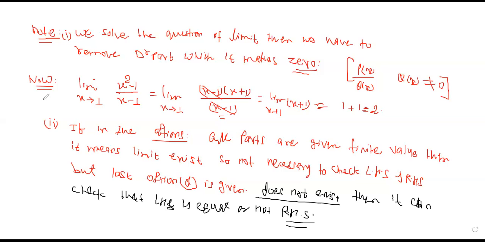Take an example. Limit x tends to 0 of (e raised to power 1 by x plus 1) upon (e raised to power 1 by x minus 1). Options are 0, 1, 2, and does not exist.